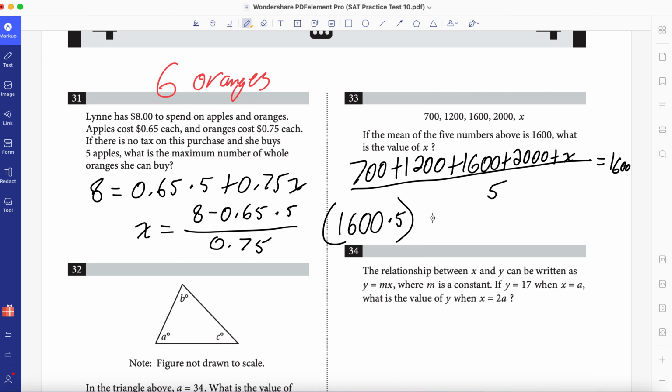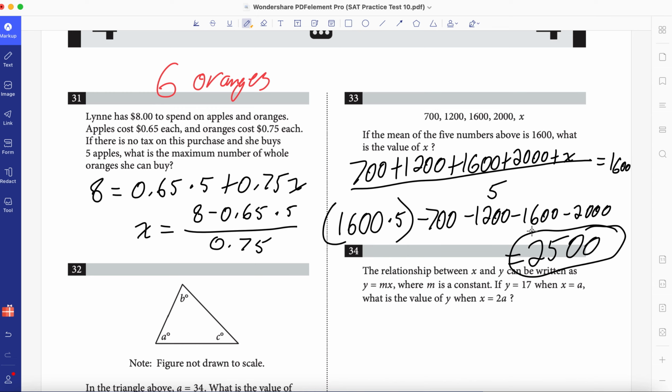And then we just subtract all these numbers. So minus 700, minus 1200, minus 1600, minus 2000. This is going to equal 2500. And I know this before because I've done this. You can run through the math yourself to verify. But this should equal 2,500.